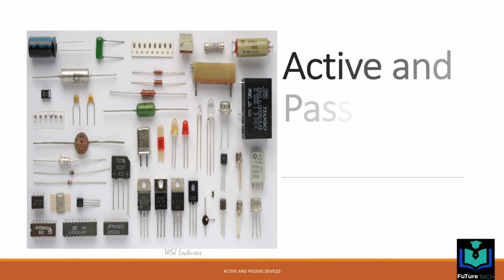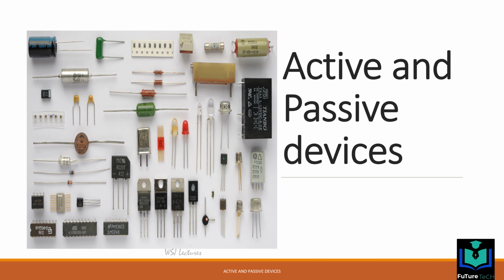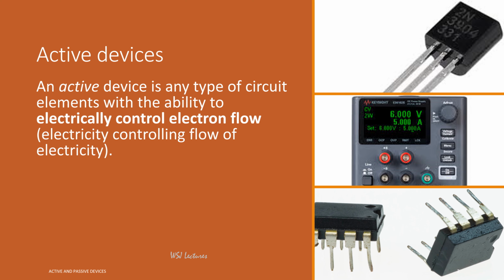Good day. In this video, we are going to study about active and passive devices. Active device. An active device is any type of circuit element with the ability to electrically control electron flow. That is, electricity is used to control the flow of electricity.